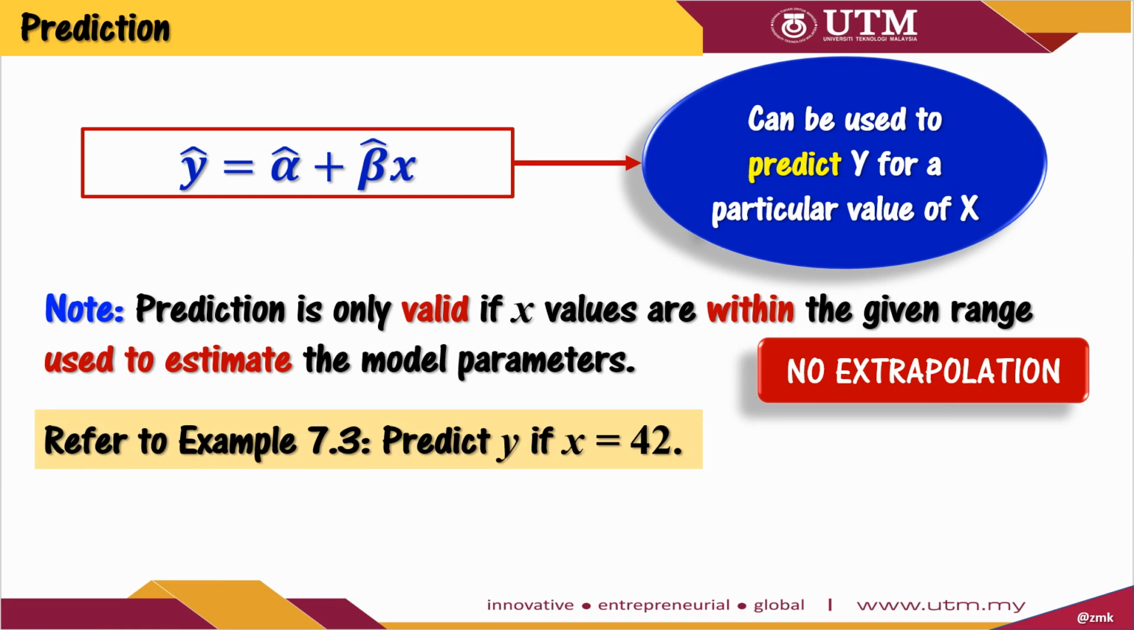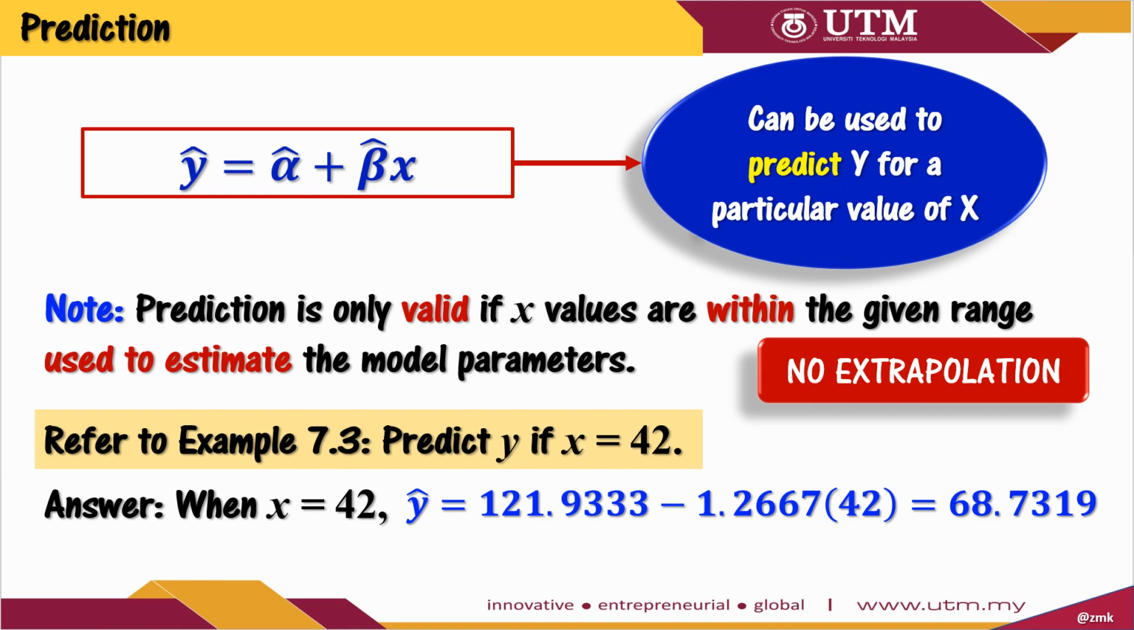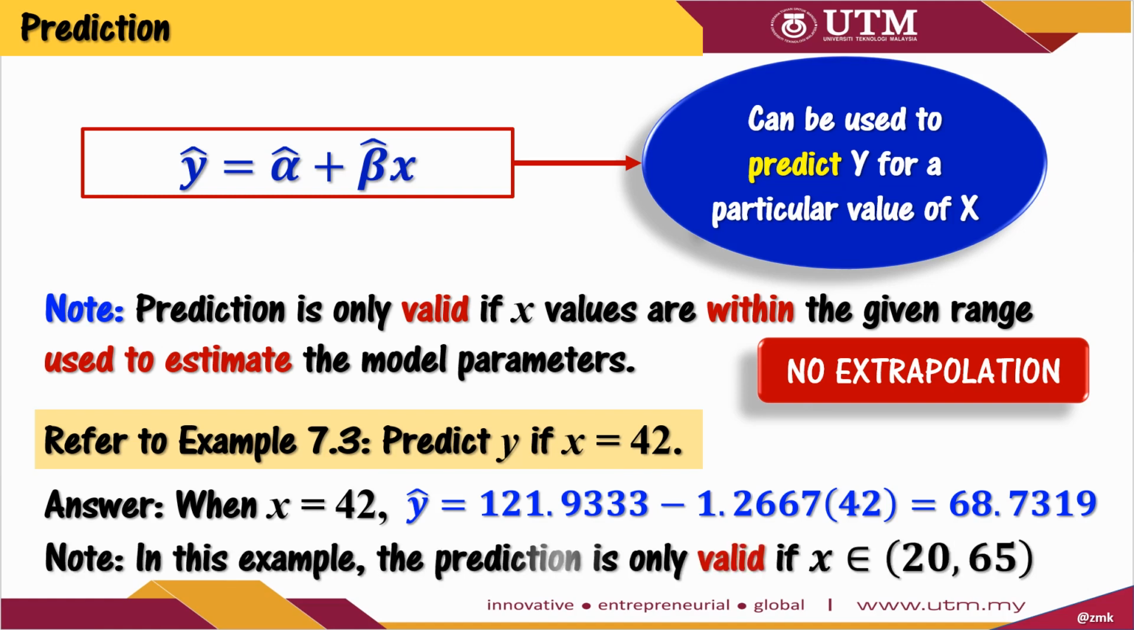Back to example 7.3, predict y if x is equal to 42. Since 42 is within the range of x values, then to predict y is simply by substituting x with 42 in the fitted regression equation, giving you a predicted or estimated y value equal to 68.7319. So in example 7.3, the prediction is only valid if x values are within the given range of 20 until 65 as given in the earlier slide.